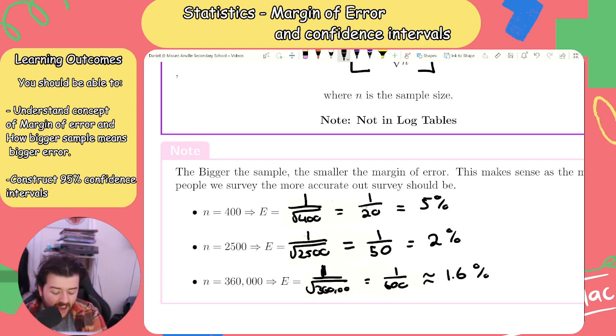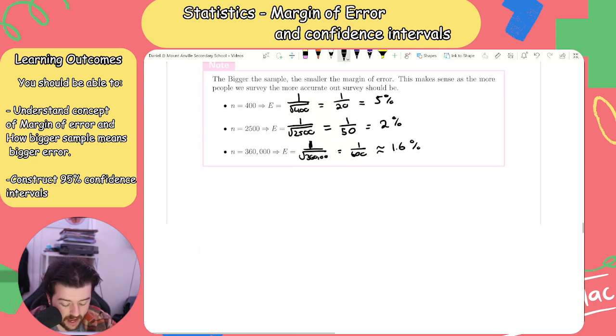Right? So what does that mean? If my sample size is 400, I have a margin of error of 5%. So if I calculate my sample proportion from that, it means give or take an extra 5% is the actual true population proportion. With 2,500, whatever answer I get from my sample proportion, give or take an extra 2%. Same here with 360,000, 1.6%. So give or take an extra 1.6% on my sample proportion. That is what margin of error means.